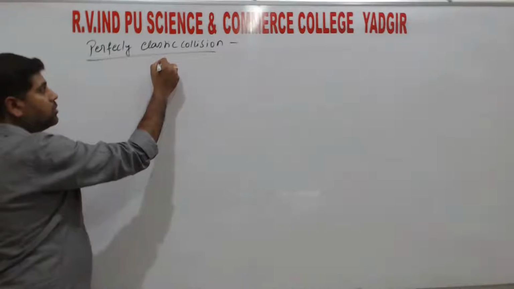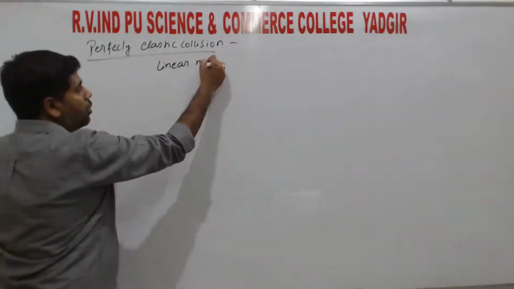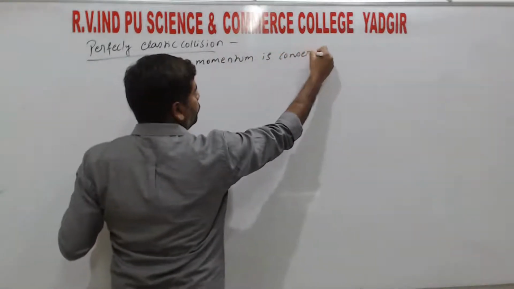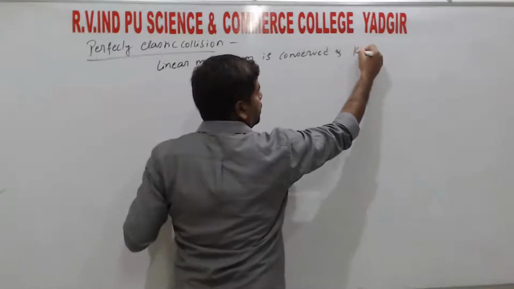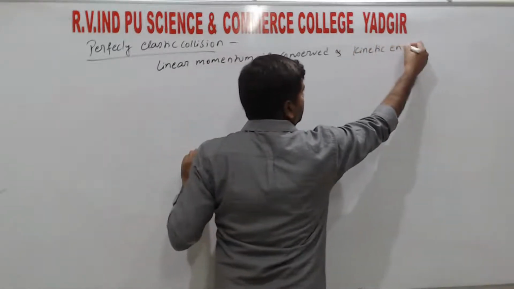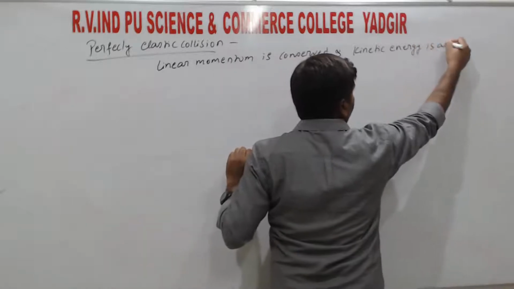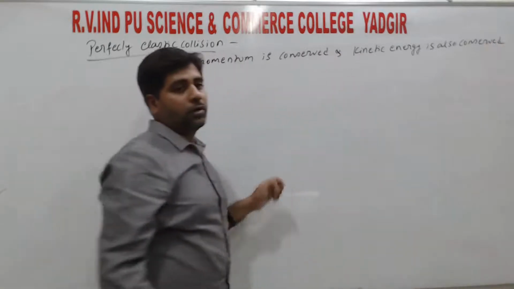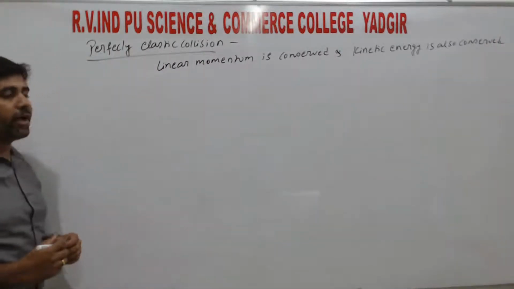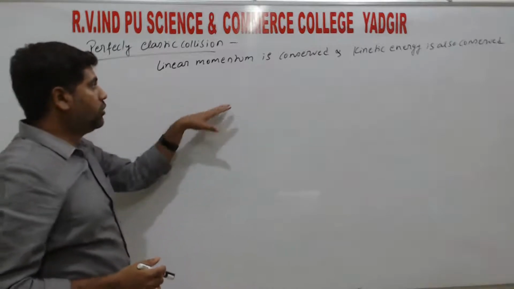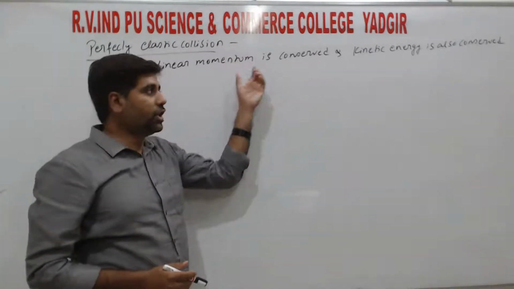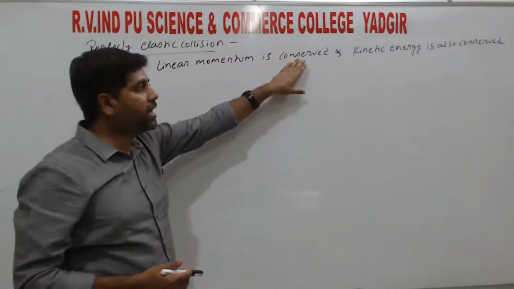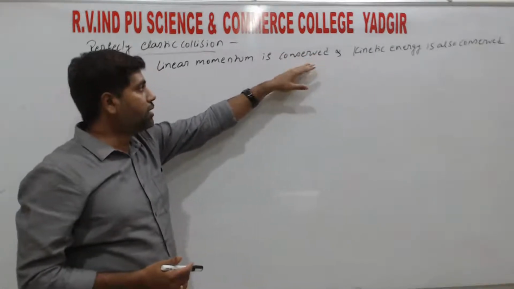will obey the linear momentum is conserved and kinetic energy is also conserved. So when we call it perfectly elastic collision, after colliding they exhibit that linear momentum and kinetic energy both have to be conserved. To say it in one statement, linear momentum and kinetic energy both are conserved, right?